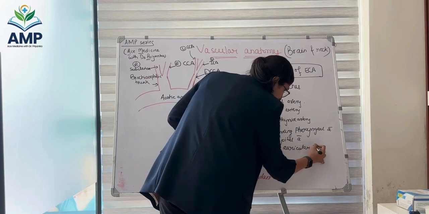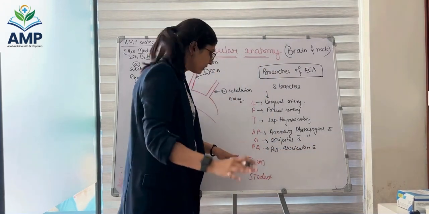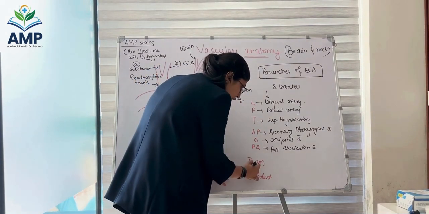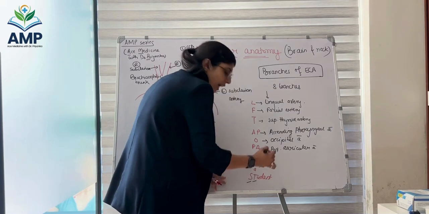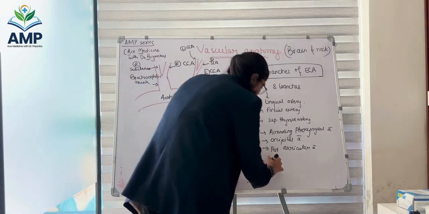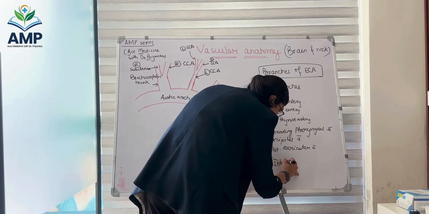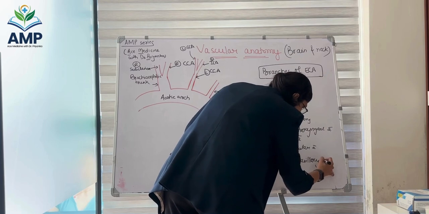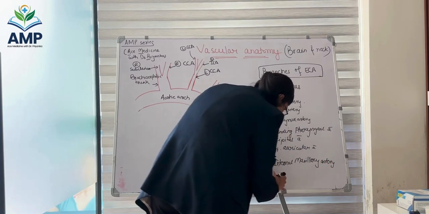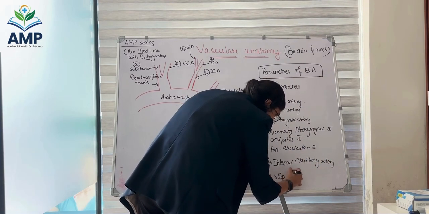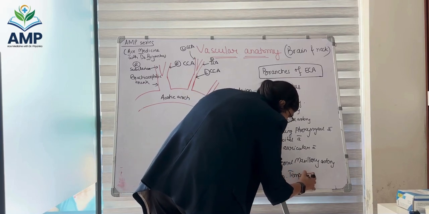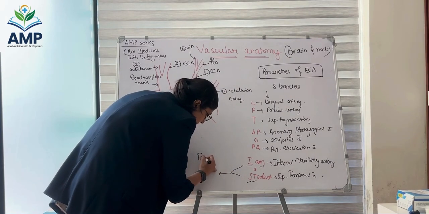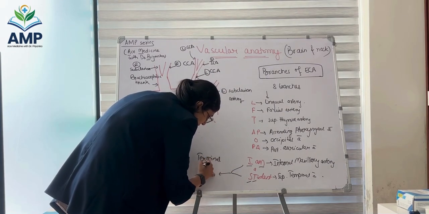Now the question that is mostly asked in NEET PG exams: what are the two terminal branches of the ECA, or external carotid? The two terminal branches are internal maxillary and superficial temporal artery. So remember this: internal maxillary artery, and the superficial temporal artery. These are the two terminal branches of the ECA.